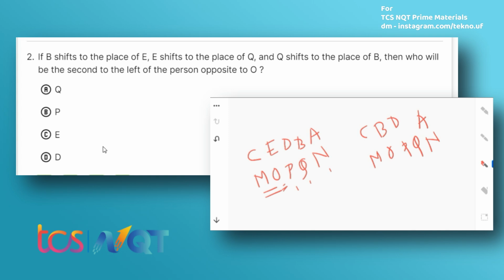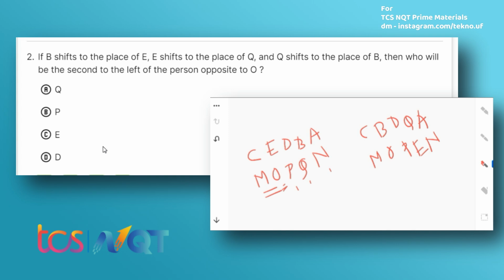And E shifts to the place of Q. E shifts to the place of Q. So let me remove Q. So E is now here and Q shifts to the place of B. So Q is now here, right? Okay. Then who will be the second to the left of the person opposite to O?